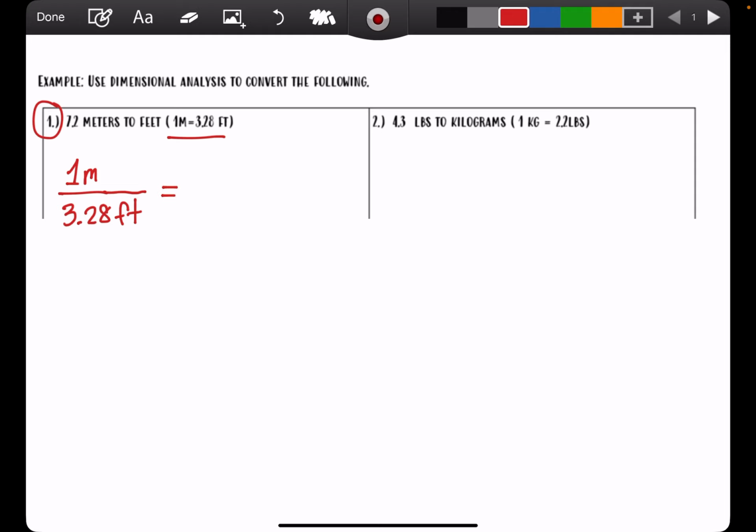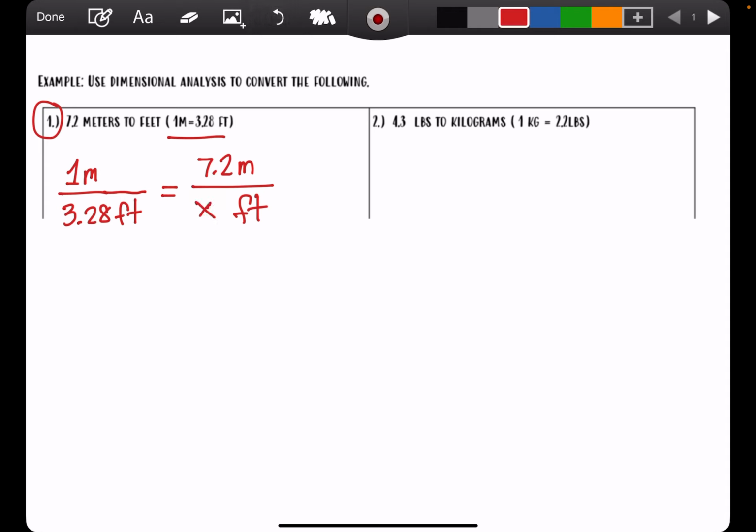I'm going to set it equal to what I'm looking for. If you started with meters in the numerator up top, then you want to keep meters up top in the numerator of your other ratio as well. So I'm going to put 7.2 meters. We're trying to figure out what that compares to in feet, so we are trying to figure out this question mark. And instead of a question mark, in math, when we don't know a quantity or value, we use a variable. So instead of a question mark, I'm going to put X.